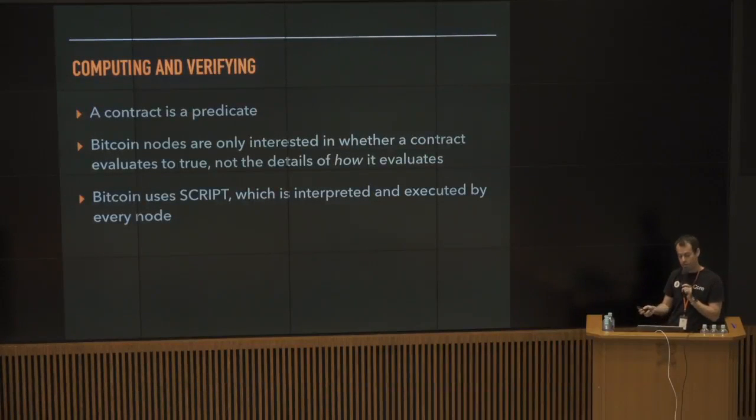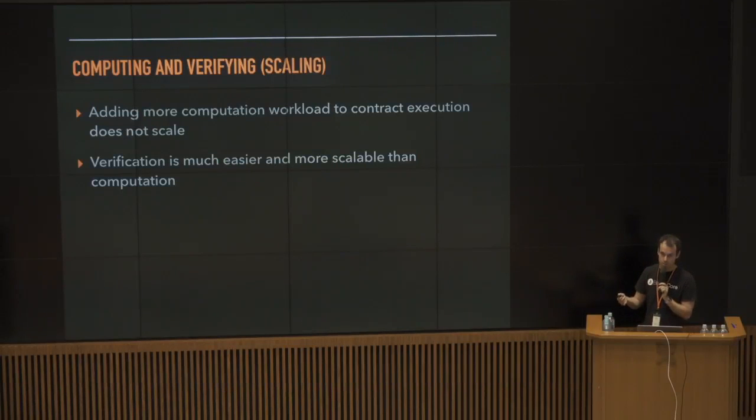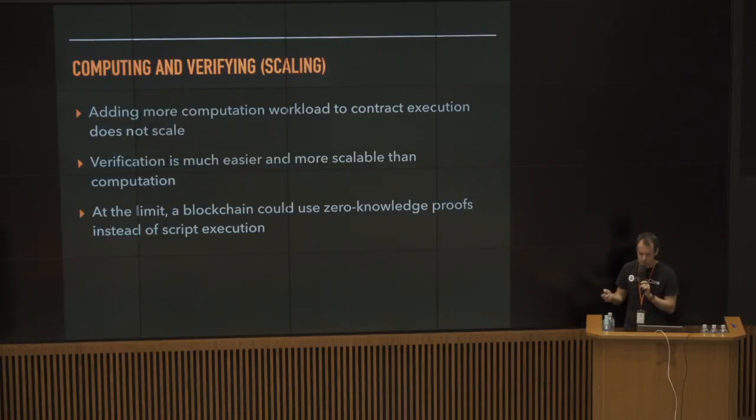Now, Bitcoin, the way it's implemented, uses script. Adding more computational workload to contract execution does not scale. It's a really bad way of scaling a blockchain. Verification is much easier and more scalable than computation, especially if we have things like aggregate signatures or batch validation for multiple signatures. If every contract is just some arbitrary program in some Turing-complete language, then that makes for an unscalable blockchain. So at the limit, a blockchain could use zero-knowledge proofs instead of script execution, right?